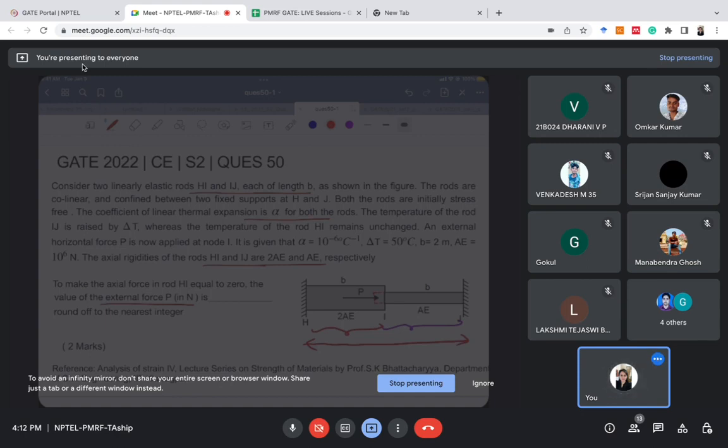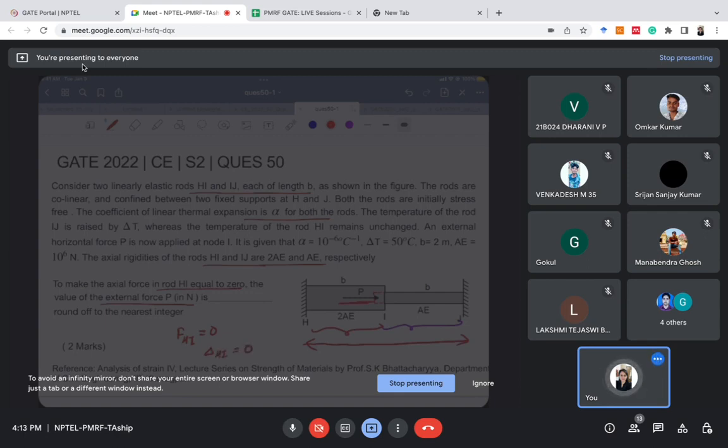But it is given that at the same time this load P is applied such that the force in the rod HI is 0. See how they are twisting the problems. So they are giving that at the same time this P is applied such that the force in HI is 0. Since force in HI is 0, what does it mean? Since there is no force in HI, it also implies that deformation of HI is 0.